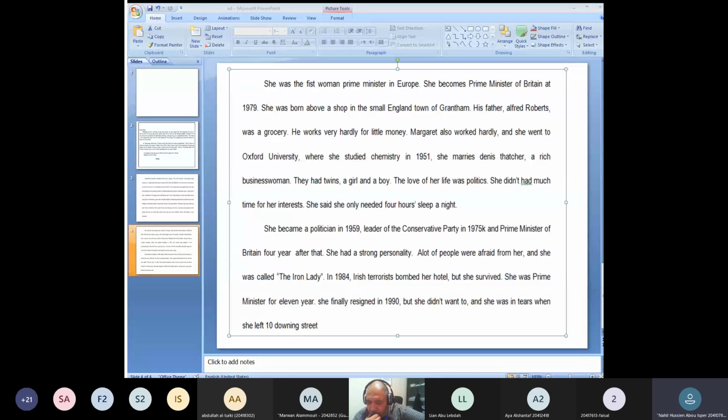At first, she did not have time to do her interests. She didn't have any time to do what she loved, because she had a family. So after that, she decided to become strong, to be more independent, and then she reached her dream and became a prime minister, the first woman prime minister in Britain. Okay, nice. Thank you so much.